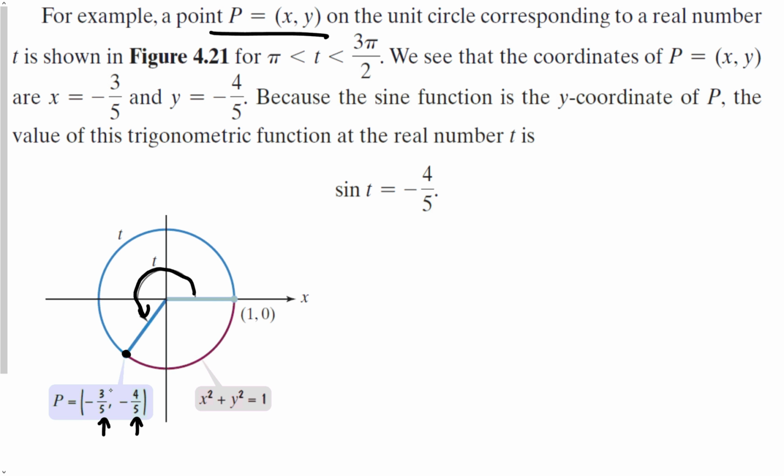It's in the third quadrant, so both the x and the y are going to be negative, so I'm going to go left. This is 1. This is a unit circle, so the radius is always 1. This distance is 1, but I have to go left and down. So this coordinate is negative 3 over 5, negative 4 over 5. If I wanted to say what is the sine of this angle, it would be the y coordinate, negative 4 over 5. The sine function is the y coordinate of P, so this one is negative 4 over 5.